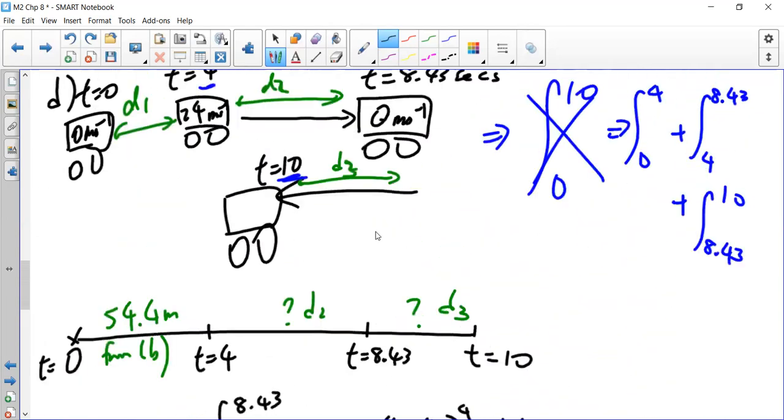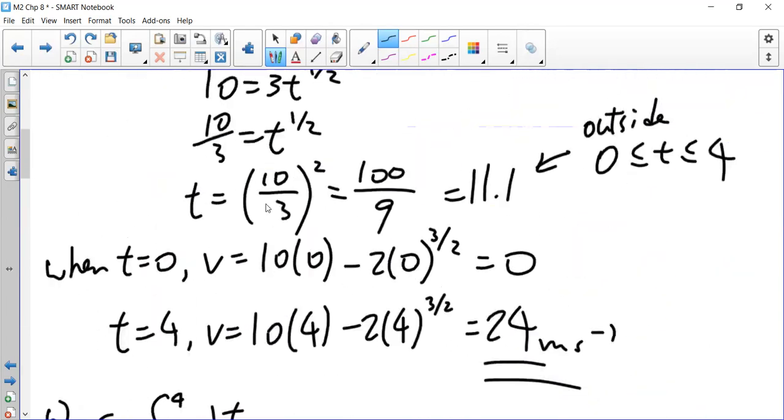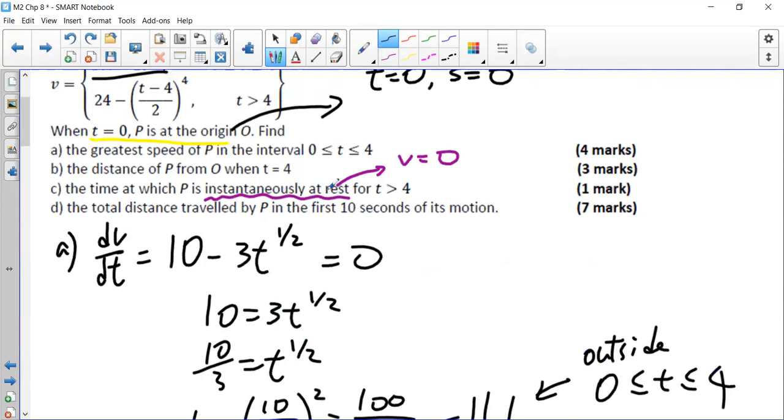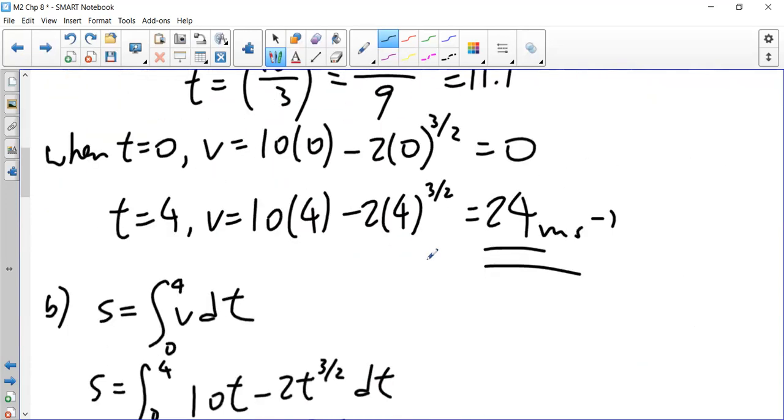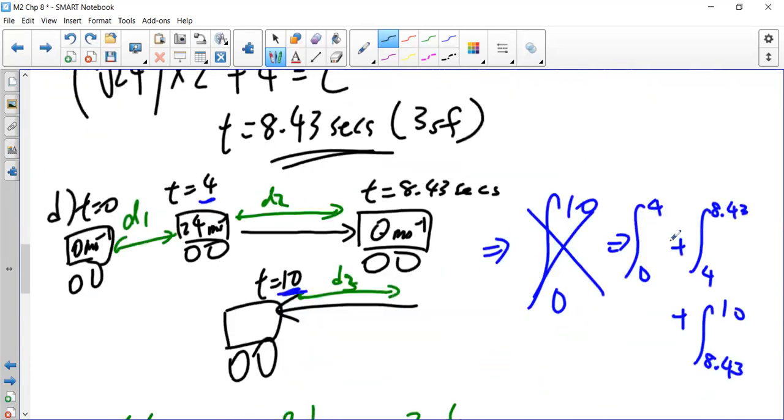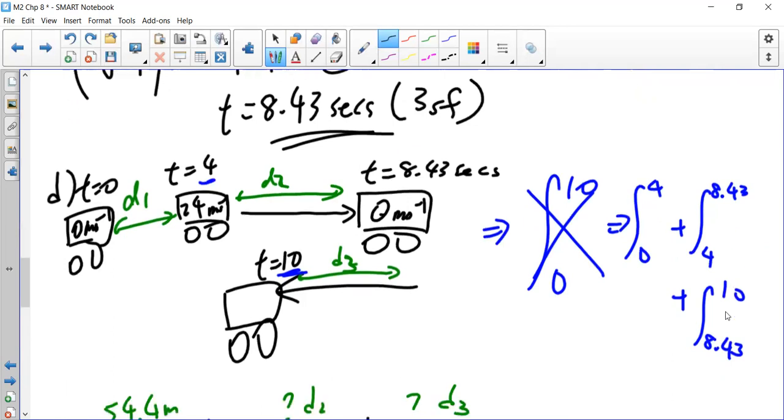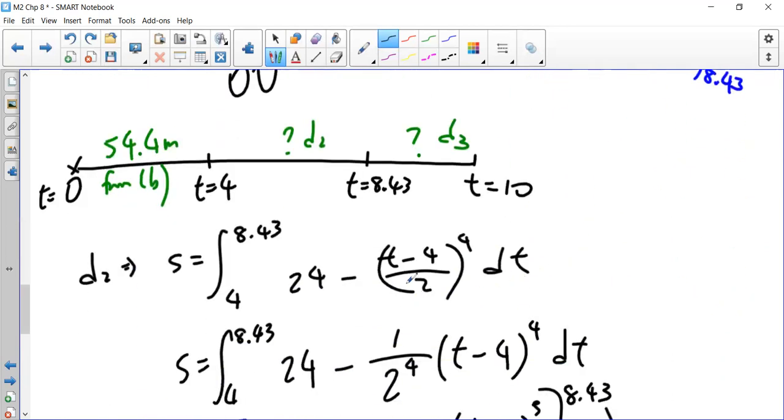And they give you the hint from part C, instantaneously at rest. So when you say instantaneously at rest, it means they're changing direction. Changing direction means we have to break it into two parts when it comes to integration, when we find the distance. I hope it's not too difficult in here.